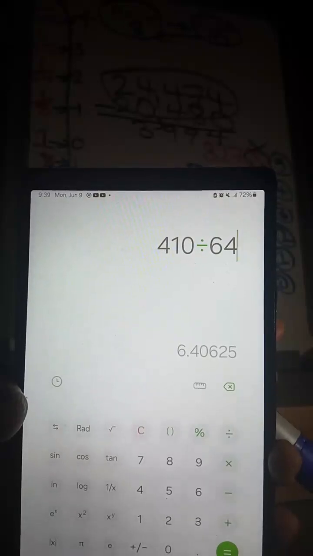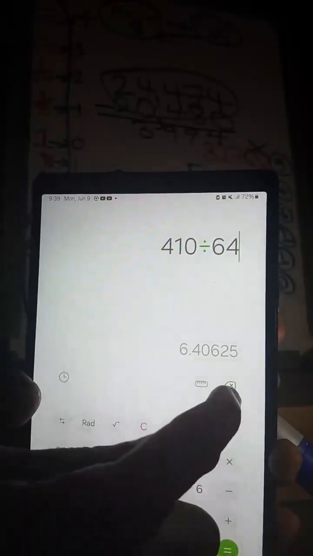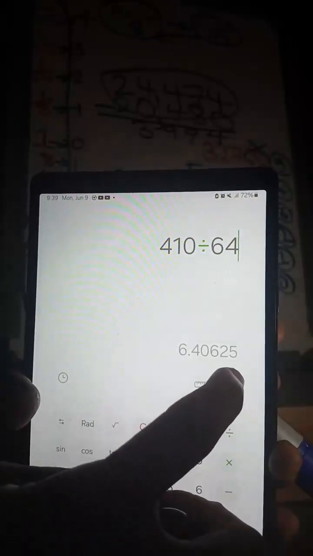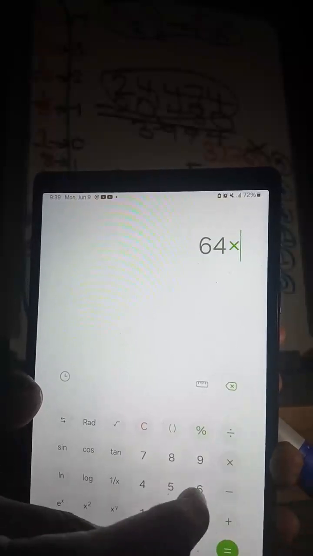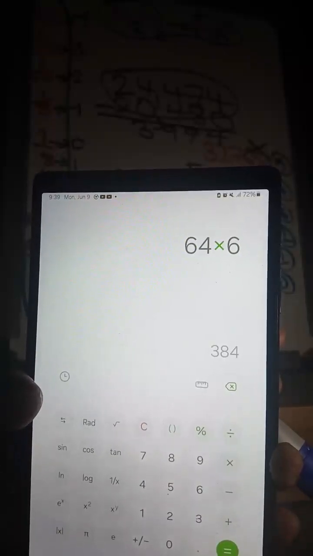No. Right? So we're going to say that we're multiplying 64 by 6. Right? 64 by 6, because that gives us a number smaller than 410.